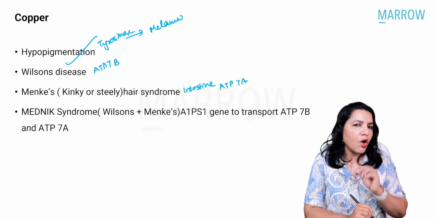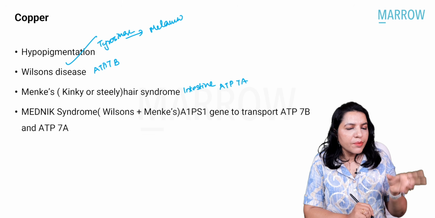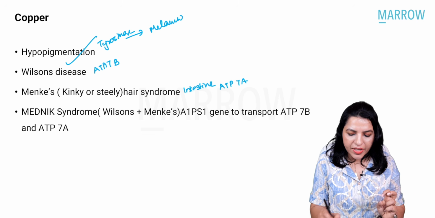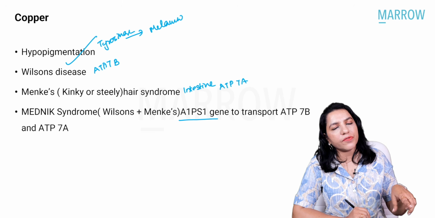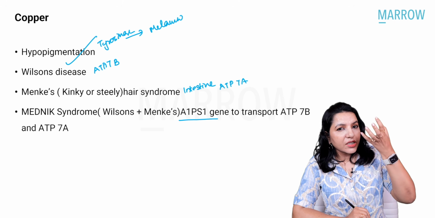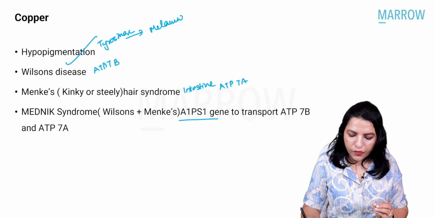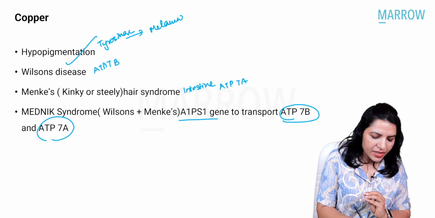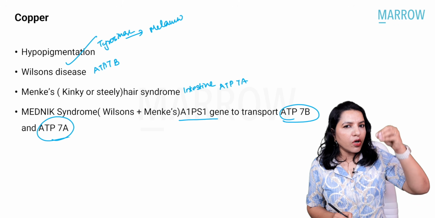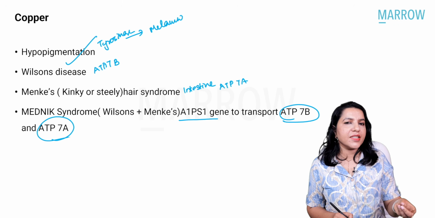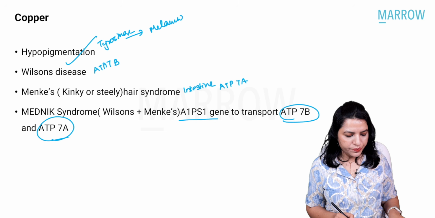Then apart from that, there is something called Metnick syndrome. Metnick syndrome is a combination of Wilson's disease and Menkes disease. Why? Because here the mutation is in a gene called AP1S1. So if this gene is defective, the transport of two proteins is affected, that is the transport of ATP7B and 7A. Because the transport of these two proteins is affected, it causes a combination of Wilson's disease and Menkes disease, and that is called Metnick syndrome.